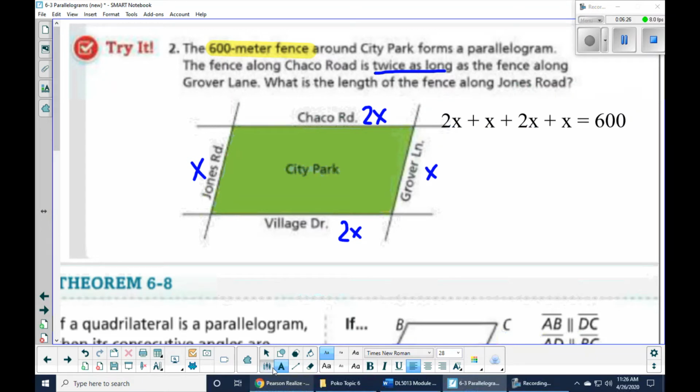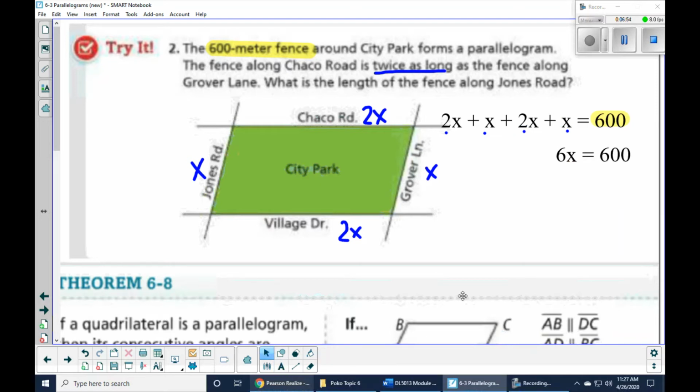Okay, why is it 600? Because that's what they said earlier at the beginning. They said at the beginning it's a 600-meter fence, so it's a 600 total length. So combine all of our like terms, 2X, 1X, 2X, 1X. That is going to get us to 6X equals 600.